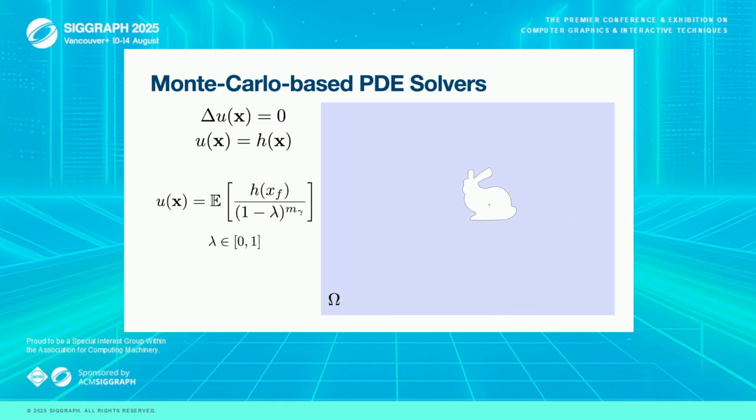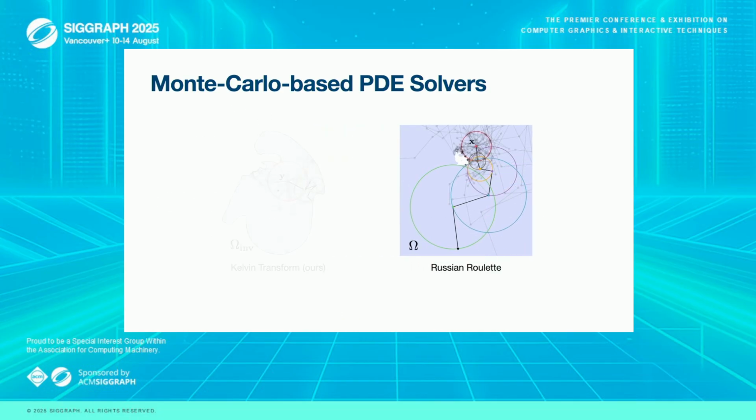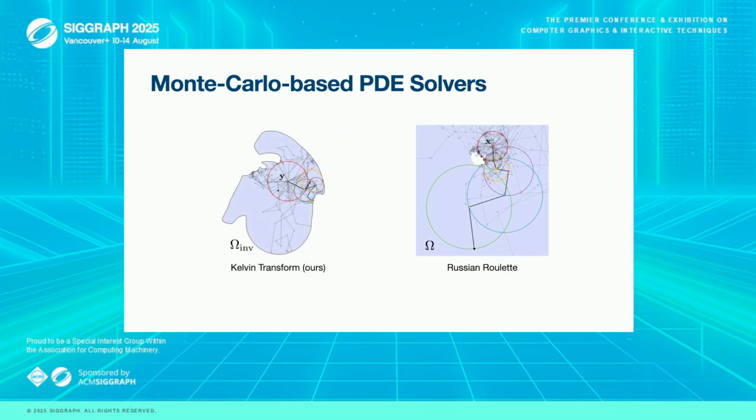But for the exterior problems, we have this Russian roulette method where we're actually terminating walks with some probability lambda. And for the walks that do end up on the surface, we will be adjusting them by this 1 over lambda to the power of the number of steps in our path or walk, which is inherently just increasing the variance of our problem.